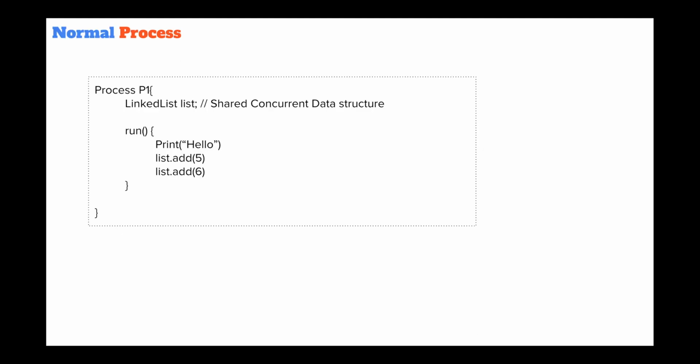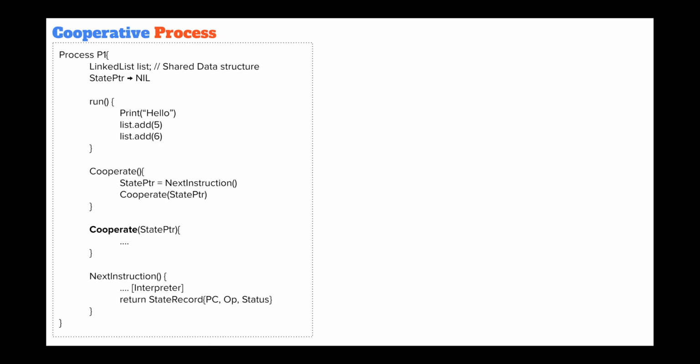So personally, I felt that the pseudocode was a little abstract, and I tried figuring it out by constructing a concrete example. So here we have a normal process. We have a linked list, which is going to be our shared concurrent data structure, and then we have a run function, which is going to have 3 instructions. One is a print hello, and then we have add 5 and add 6. So this would be how a cooperative process would look.